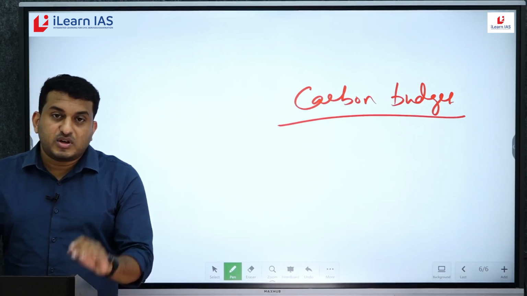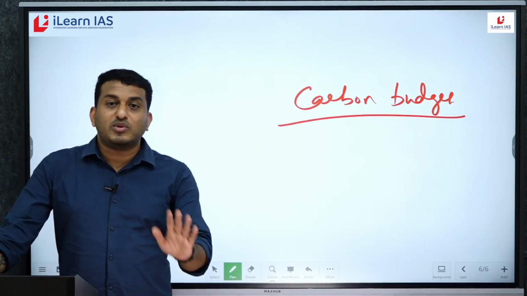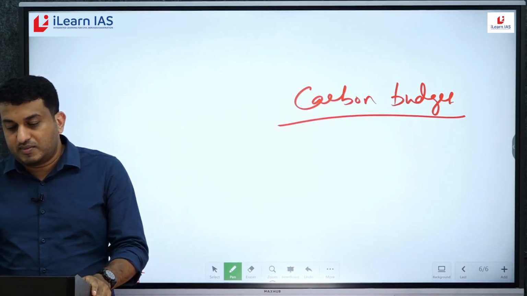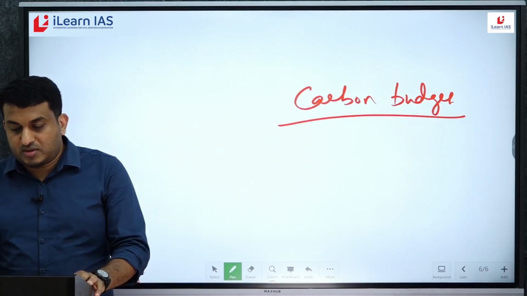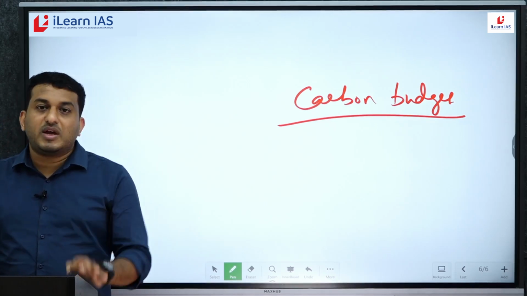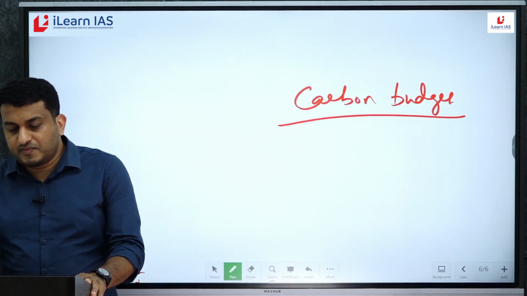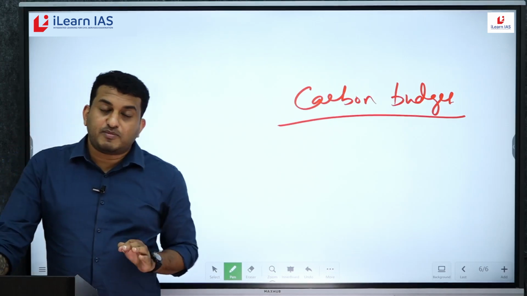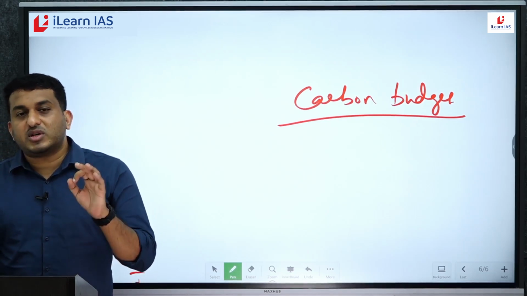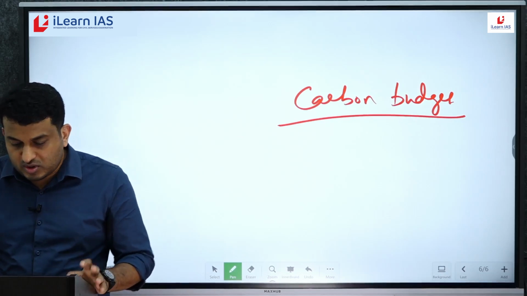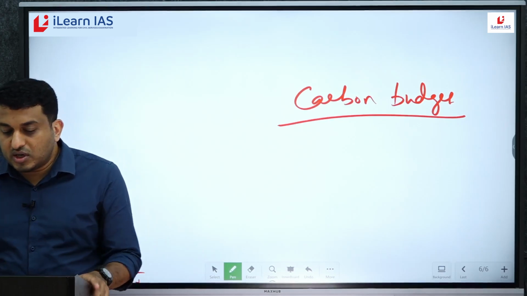But till 2011, we have already emitted 1,900 gigatons of carbon dioxide. That means we have already consumed 2/3 of the budget. So what is remaining? Only 1,000 gigatons of carbon dioxide remains. Getting it? So the 5th assessment report gave the warning that if emissions continue like this, the remaining budget will be over in the next 30 years. I'm talking about 2011. Till 2011, we had already utilized 2/3 of the budget.